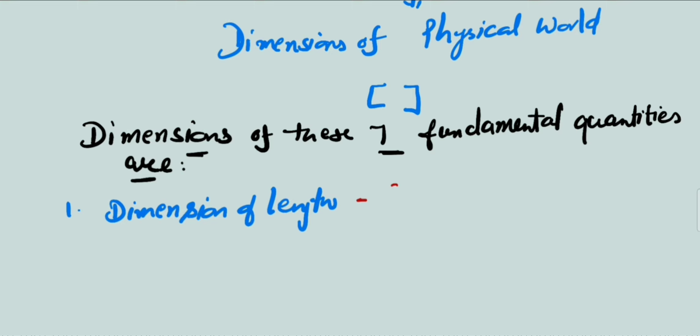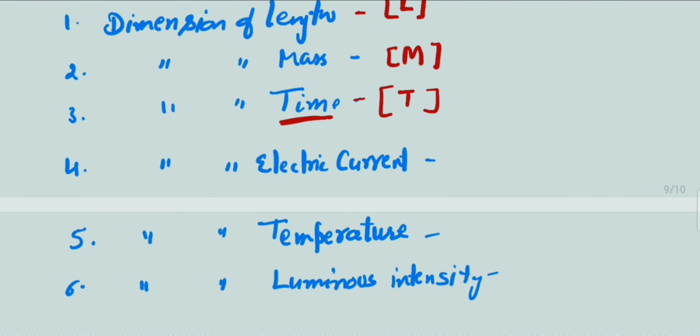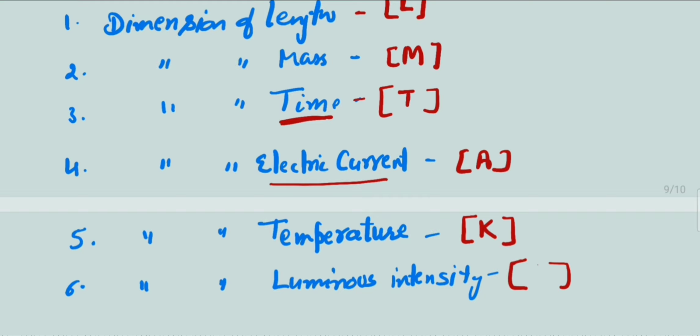The dimension of length we write with a square bracket, and inside we put L. The dimension for mass we write as a square bracket with capital M inside. The dimension for time we represent with a square bracket, and inside we put T. The dimension for electric current is a square bracket with A inside. For temperature, the dimension is square bracket K, and for luminous intensity, square bracket CD.